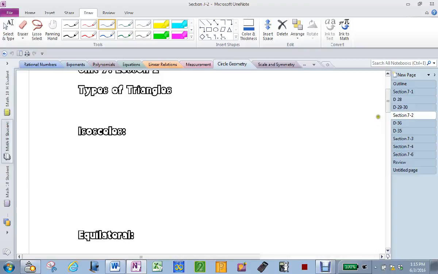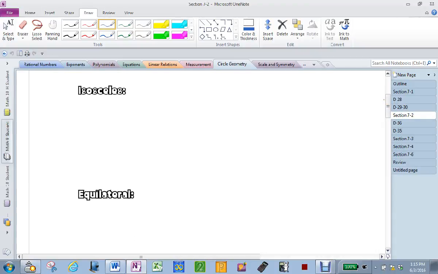To go over them now. The Isosceles Triangle, named after the Greek mathematician that discovered it. The Isosceles Triangle looks as such. Please draw one.